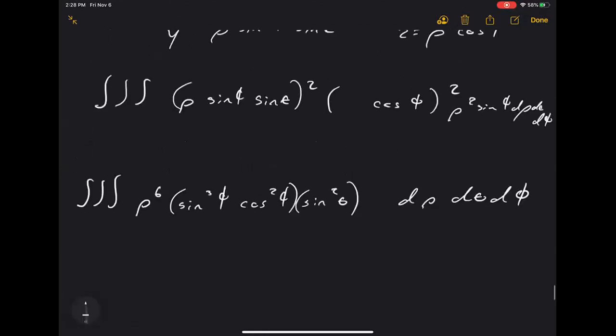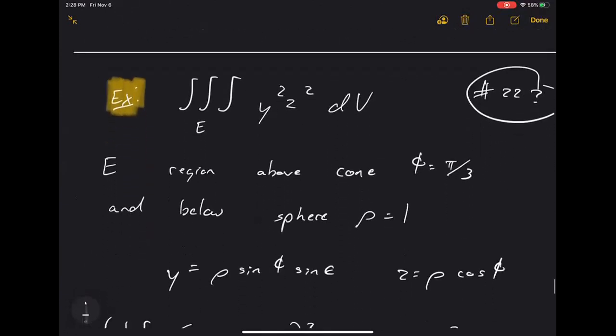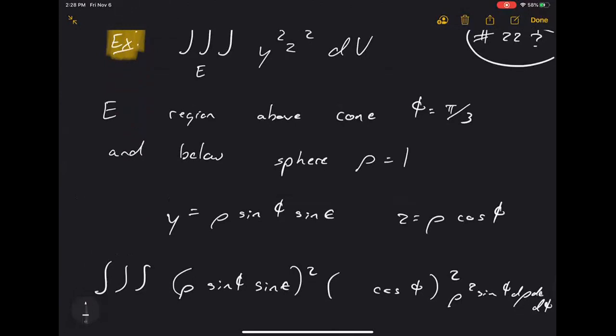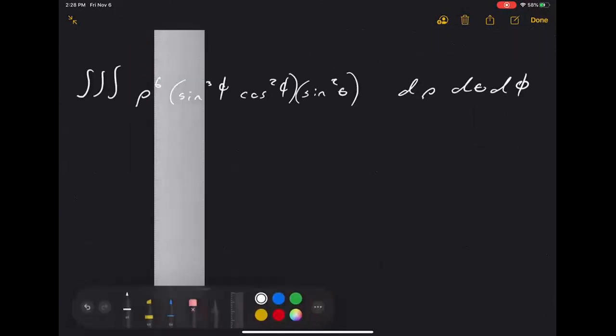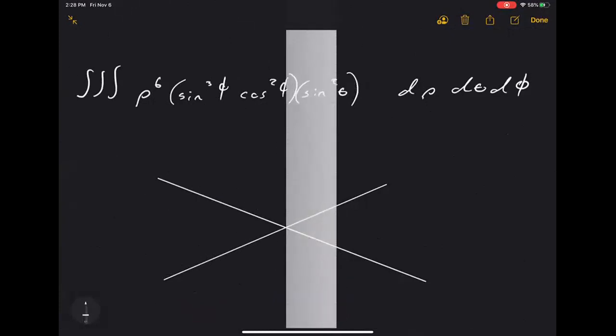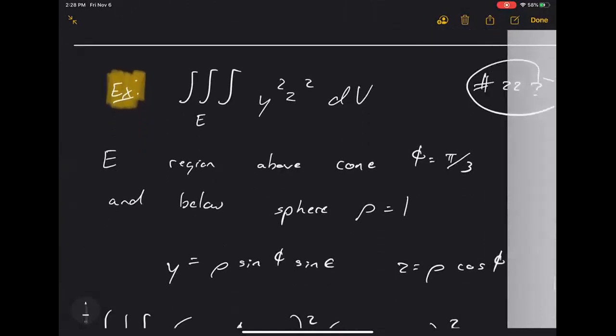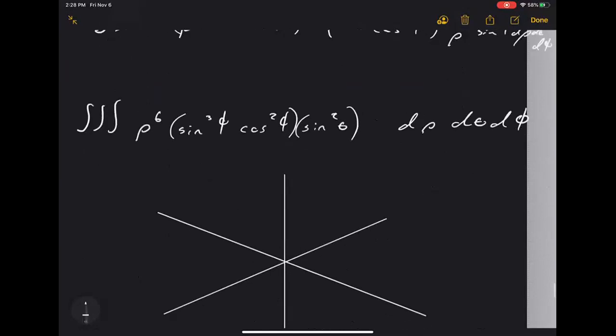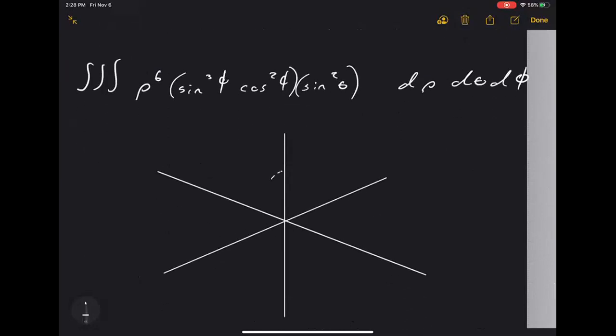All right, so I have this integral, and let's go ahead and find our bounds. So we have a region above the cone, phi equals pi over 3, and below the sphere, rho equals 1. Okay, so let's try and draw our region. What's the cone? Phi equals pi over 3. Remember, this is going back to figures 2, 3, and 4 from the book. Phi equals pi over 3 would be essentially this angle, and the equation phi equals pi over 3 means I consider all the points whose angle phi is pi over 3.